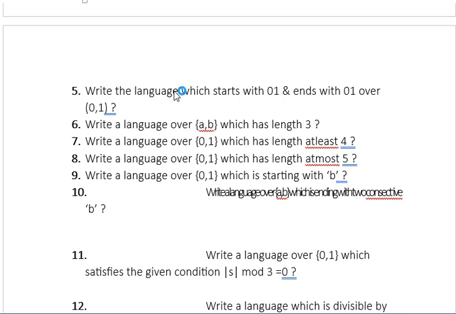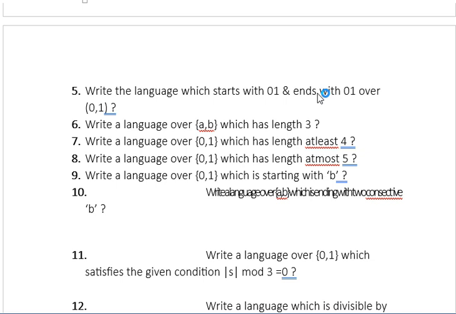Write the language which starts with 0, 1 and ends with 0, 1 over 0, 1. Means what? So if you look at here, it should start with 0, 1 and it should end with 0, 1. That is the condition. So the inputs are 0 and 1. It should start with 0, 1 and end with 0, 1. In between, it can have zeros or ones or anything, but it should start with 0, 1 and end with 0, 1. That is the condition.